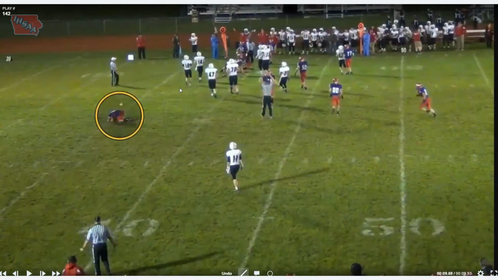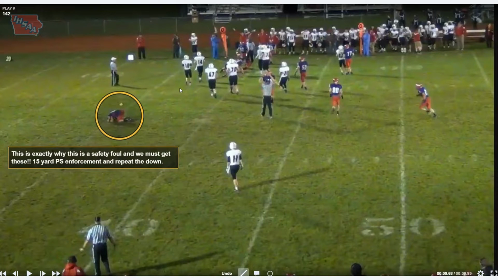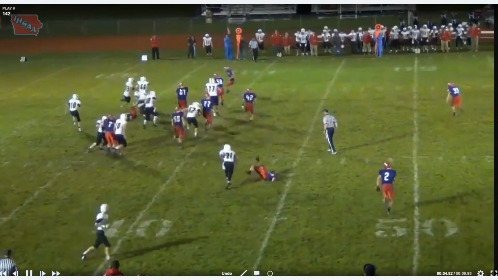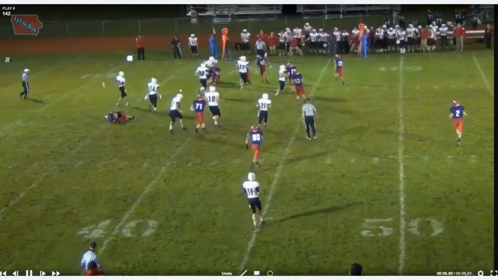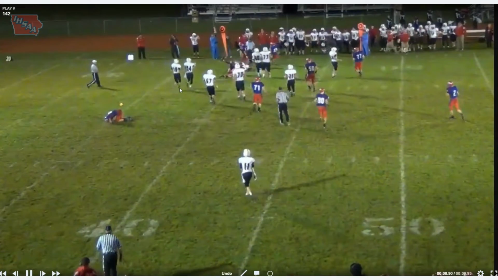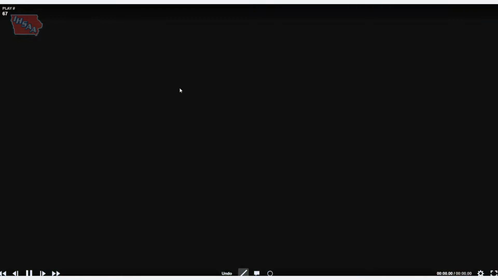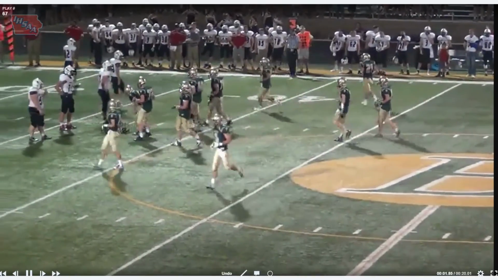And then talking penalty enforcement, the block occurred at the 37, end of the run, 39. So we're going to be going from the spot of the foul. And that's exactly why we need to get this. We got an injured player here. And if we have no flags and we have a guy down and that coach sees that, that's when they get sent into the state. That's what we're trying to avoid.